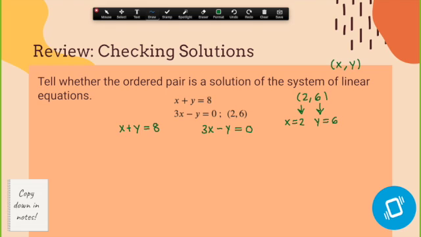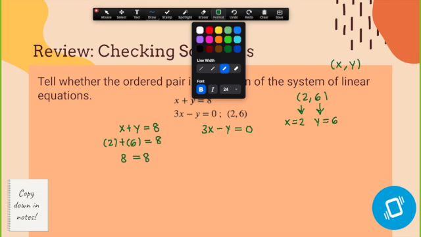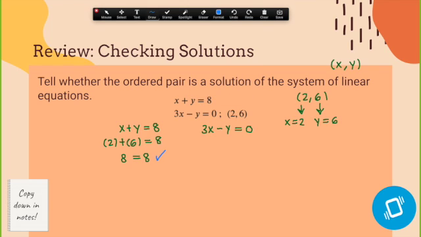The next thing that I want to do is substitute that into my equations. So I get 2 plus 6 equaling 8. 2 plus 6, that equals 8. And so 8 equaling 8, that checks out as a solution. And so we can say that 2, 6 is a solution for the linear equation x plus y equaling 8. Let's check out the other one here.